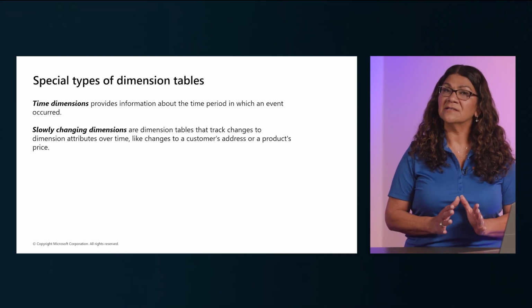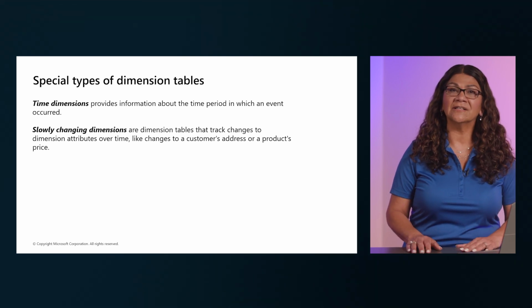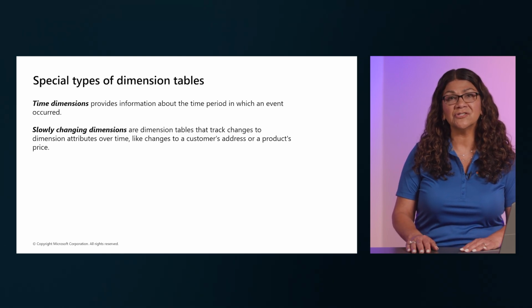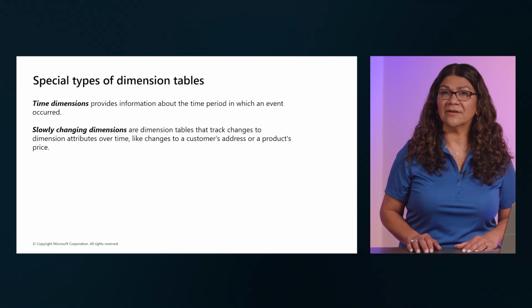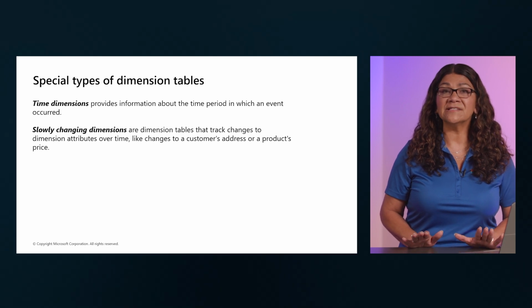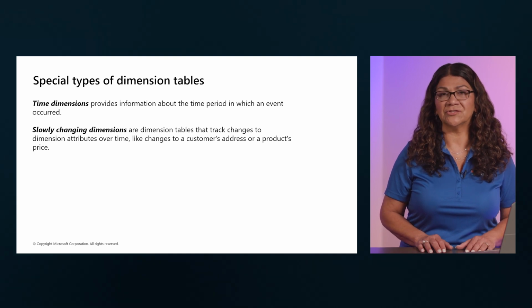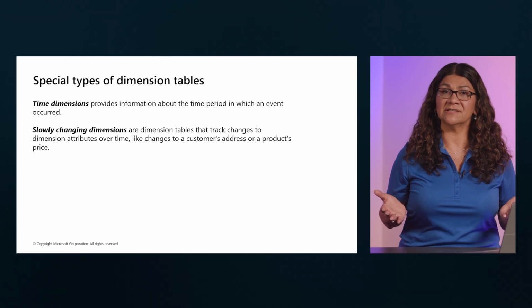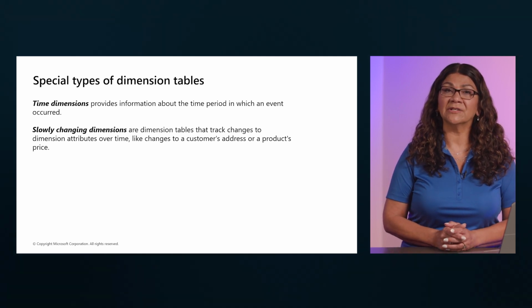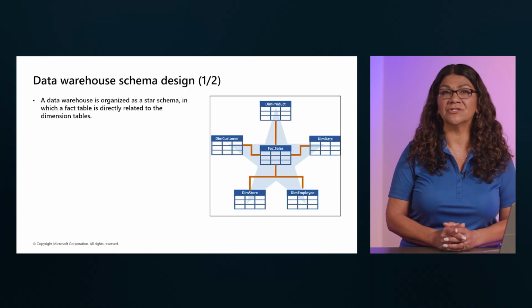In type 3 slowly changing dimensions, changes to dimension data result in the addition of new columns to store previous values. This method keeps a limited history of changes and is suitable for scenarios where only recent changes are needed. In type 4 slowly changing dimensions, a separate historical table is created to store the history of changes. The main dimension table contains only current data, while the historical table keeps track of all the changes.